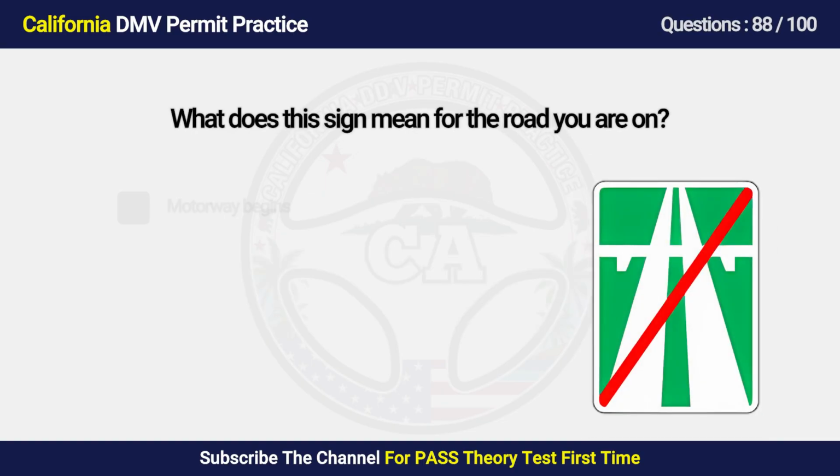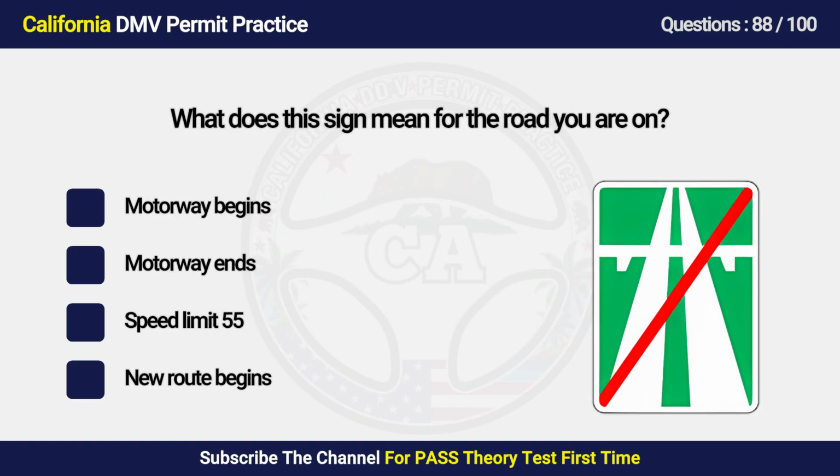Question 88. What does this sign mean for the road you are on? A. Motorway begins. B. Motorway ends. C. Speed limit 55. D. New route begins.